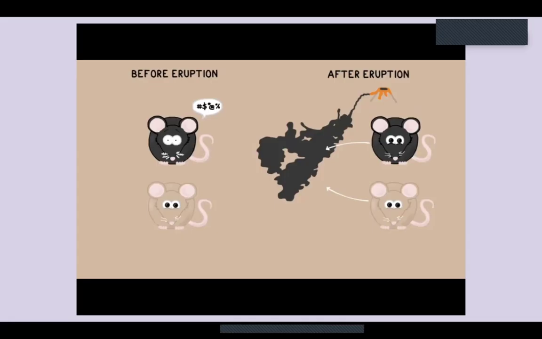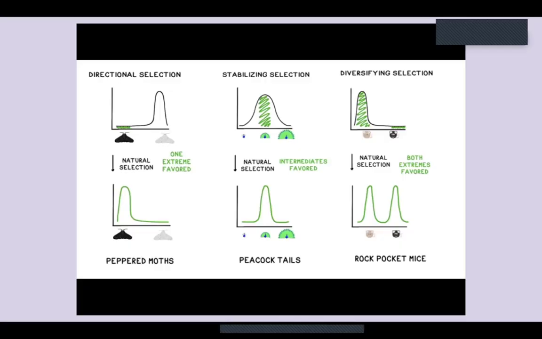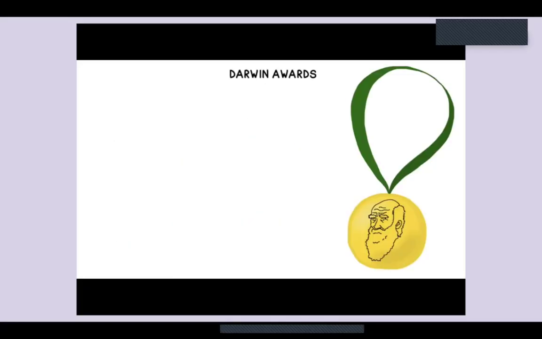But what about intermediately colored mice? A mouse with an intermediate coat would not be well suited to either the light sandy environment or the dark rocky environment. Because it would struggle to hide from predators, it would likely not survive long enough to reproduce. Because both the light and dark extremes are favored, our final population graph would look like this. As a wrap-up, let's quickly review.